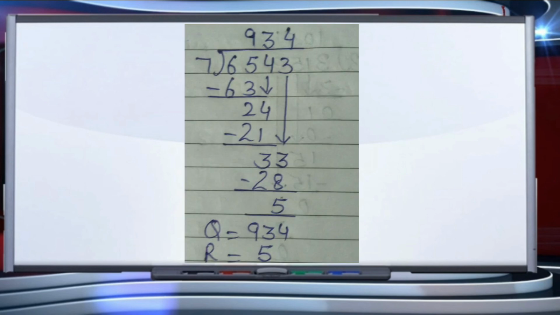Next we are having the ninth question. 6543 divided by 7. When we divide 6543 by 7, what we get? 7 9s are 63. That is 65 minus 63 will be equal to 2 and bring 4 down. Then 7 3s are 21. 24 minus 21 will be equal to 3 and we will bring 3 down. That is 33. Now 7 4s are 28. 33 minus 28 will be equal to 5. Then in this case we are having the quotient as 934 and remainder is 5.